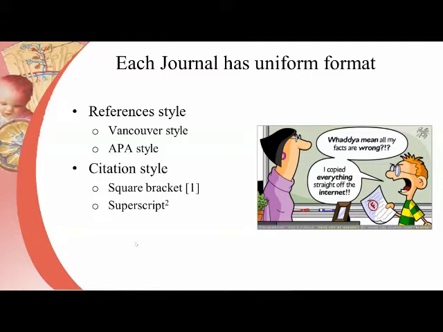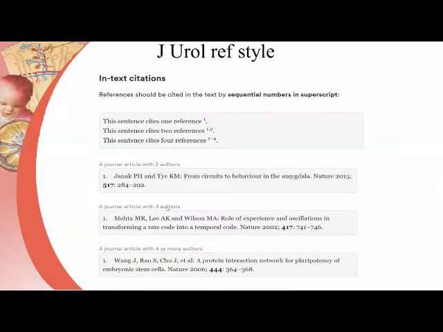Recording. Okay. So some citation styles use square brackets, where the citation is inserted in the form of a square bracket. Some want it in the form of a superscript, and some want a superscript with a square bracket. For example, the Journal of Urology has given clear instructions. An in-text citation should be like this for one reference, like this for 1, 2, and like this for 1 to 4. That is for citation.